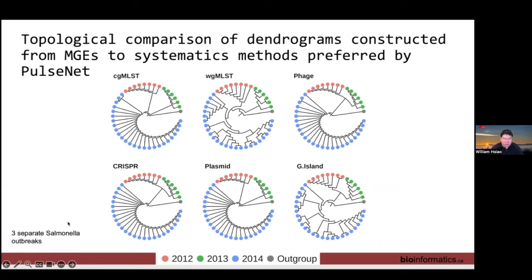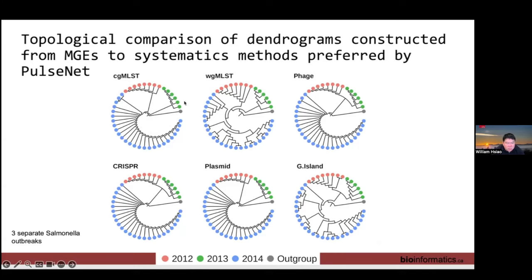just data from three different Salmonella outbreaks that happened in consecutive years in the same region. What we did is we took the data and extracted variable regions in these genomes, and then labeled these variable regions by the type of mobile genetic elements in these regions. So the phage, genomic islands, plasmids or CRISPR regions, and then compared it to a tree that's constructed based on core genes and based on whole genome presence or absence of genes.